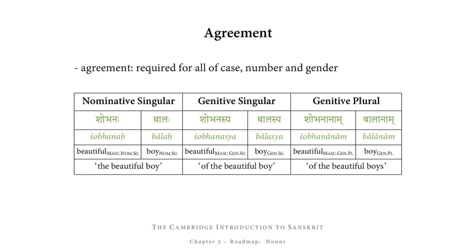In Sanskrit, case, number, and gender is marked on both forms, on the adjective and on the noun, whereas in English we have this marking only once: the beautiful boy, of the beautiful boy, and of the beautiful boys.